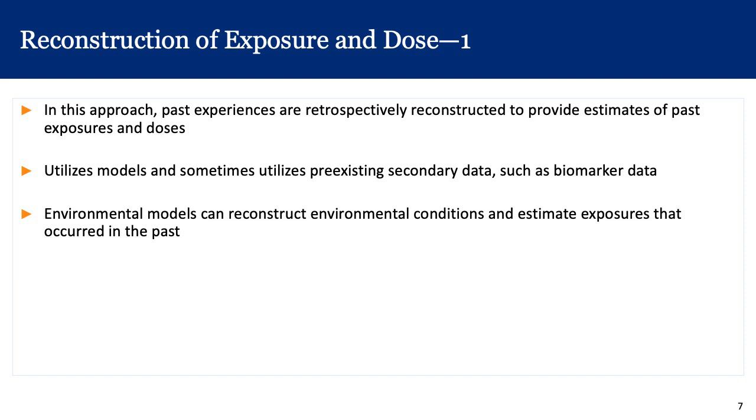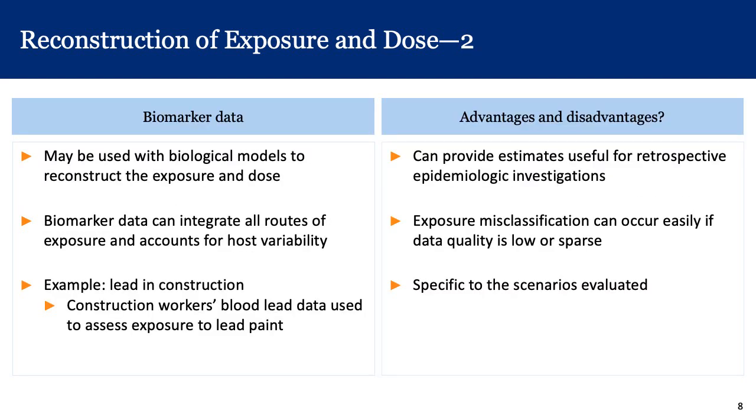So we can utilize both modeling and secondary data from past sampling to help us reconstruct what we think the exposures and the doses that people may have received in the past, to help support those types of retrospective studies. You may notice that biomarker data sometimes can also be helpful. This is where we may utilize data on blood or urine samples, which are the most common for us, to estimate what someone's exposure might have been.